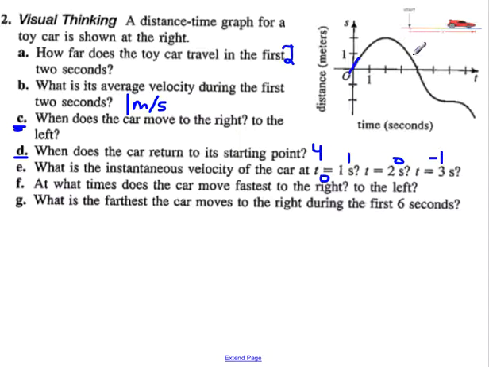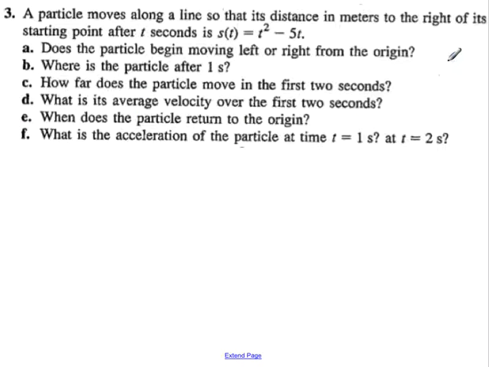Fastest to the left, well, where's the steepest slope? If you kept drawing these tangent lines here and here, it's probably right about here, right? That actually looks like our inflection point, and that's where we know the slope is the steepest, right? So I would argue also at time 4, it's moving the fastest to the left, at t equals 4. And then what is the farthest the car moves to the right during the first 6 seconds? Well, the furthest it goes to the right is just that 2 that we already talked about. 2 meters.